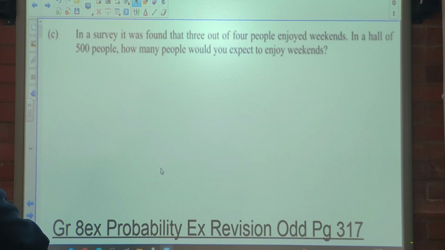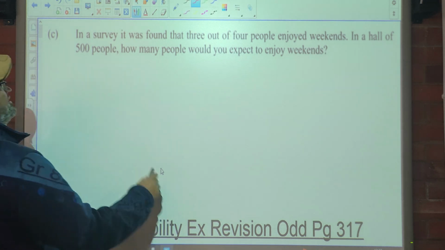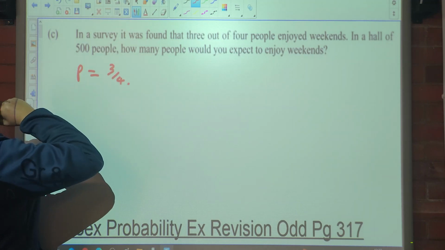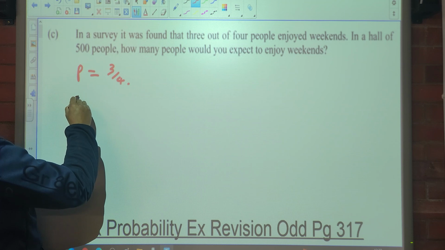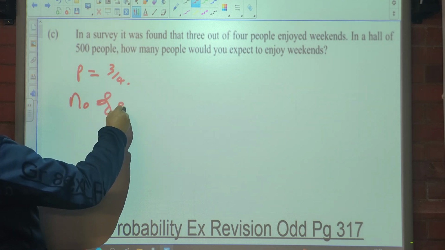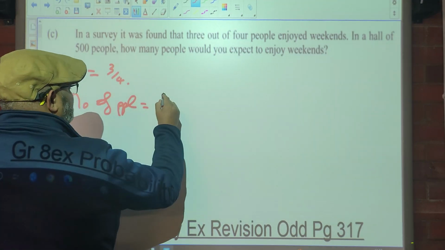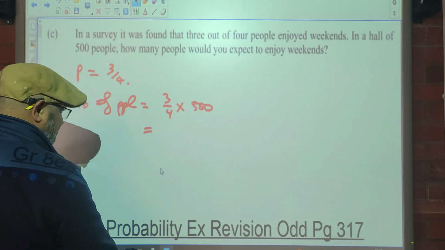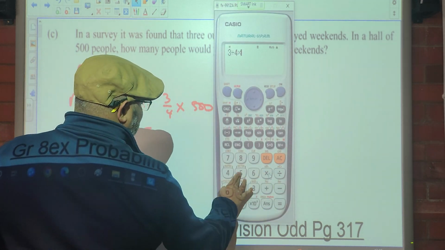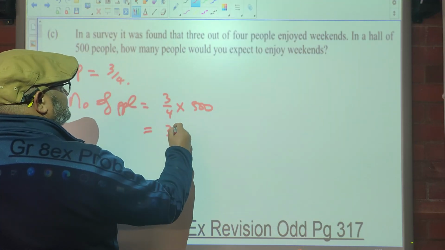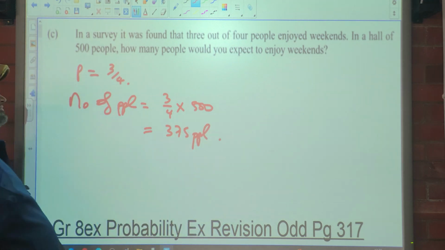In a whole of 500 people, how many people would you expect to enjoy weekends? So the probability is 3 out of 4. So the number of people is simply going to give us the probability, which is 3 over 4 times the number of people there are, which is 500. 3 over 4 times 500 gives you 375. Is that correct?